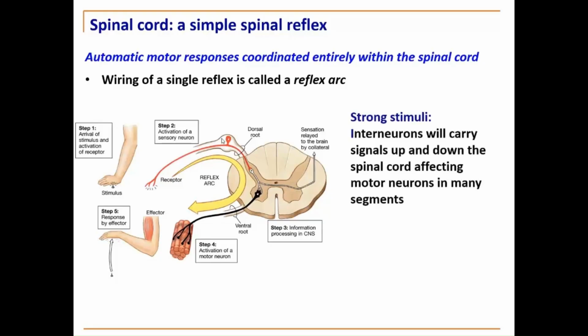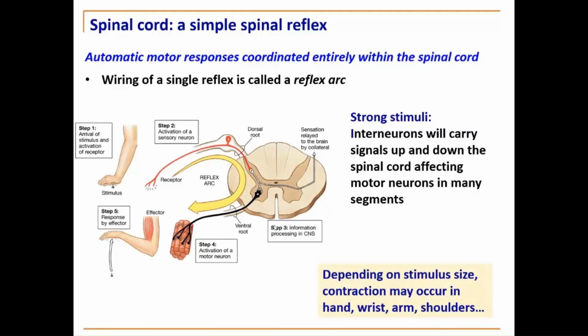If it's just a weak stimulus and you just put your hand onto something sharp, you may just move the arm away. So you might contract the biceps primarily and relax the triceps, obviously. But if it's a strong stimulus, interneurons will carry the signals up and down the spinal cord, and then motor neurons will come out at different levels of the spinal cord, potentially affecting motor neurons in many segments. And depending on the stimulus size, contraction may occur in the hand, the wrist, the arm, the shoulders, for example. So a mild discomfort may only provoke a brief contraction of muscles in the hand and wrist.